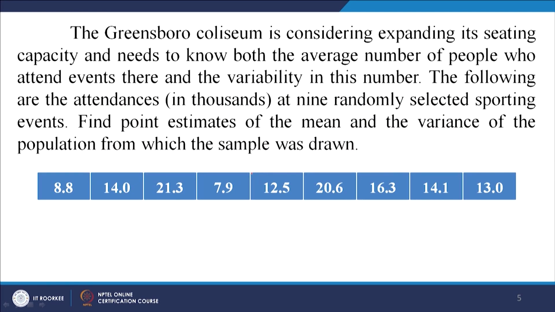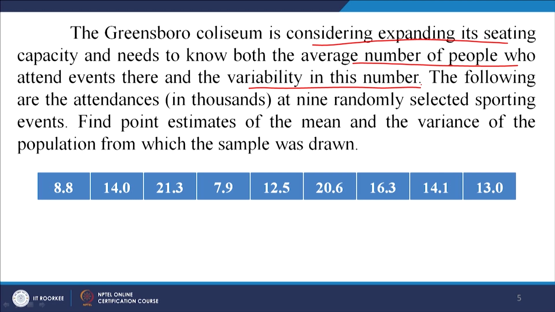So let's look at this example. The Greensboro Coliseum is considering expanding its seating capacity and needs to know both the average number of people who attend events there and the variability in this number.